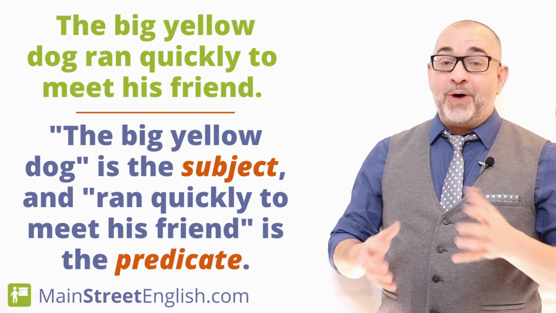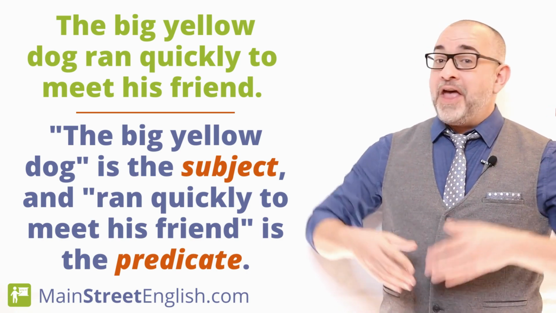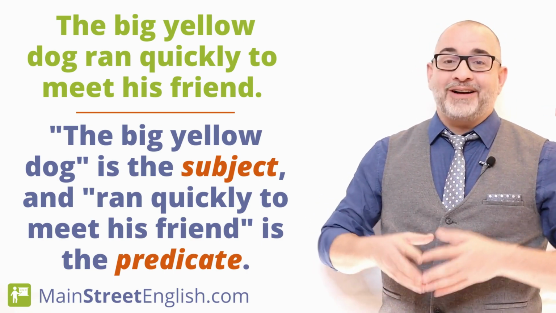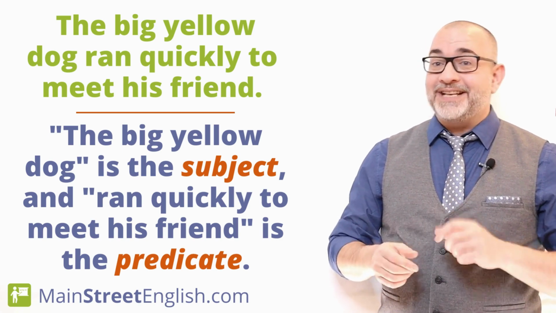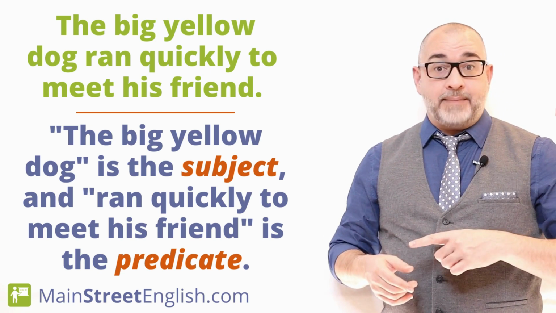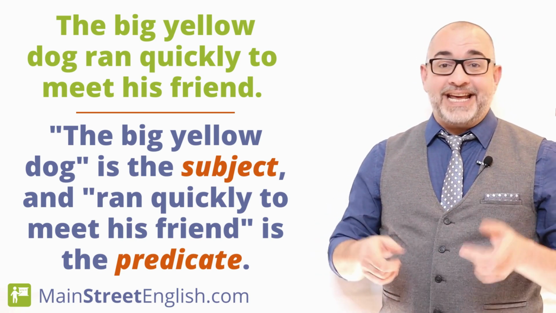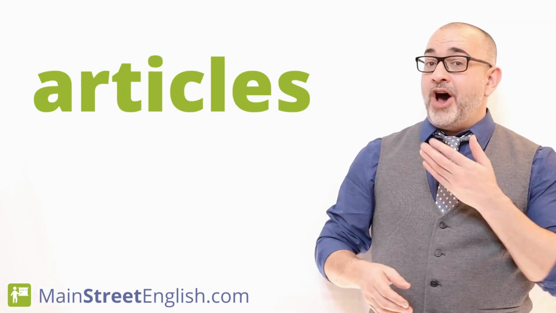Let's add some more words to the subject and the predicate. The big yellow dog ran quickly to meet his friend. The big yellow dog is the subject. Ran quickly to meet his friend is the predicate.